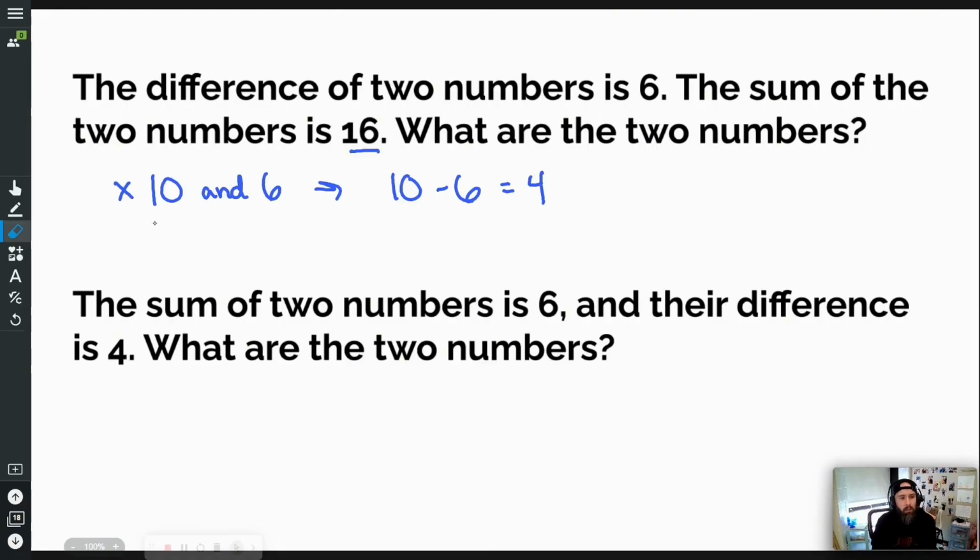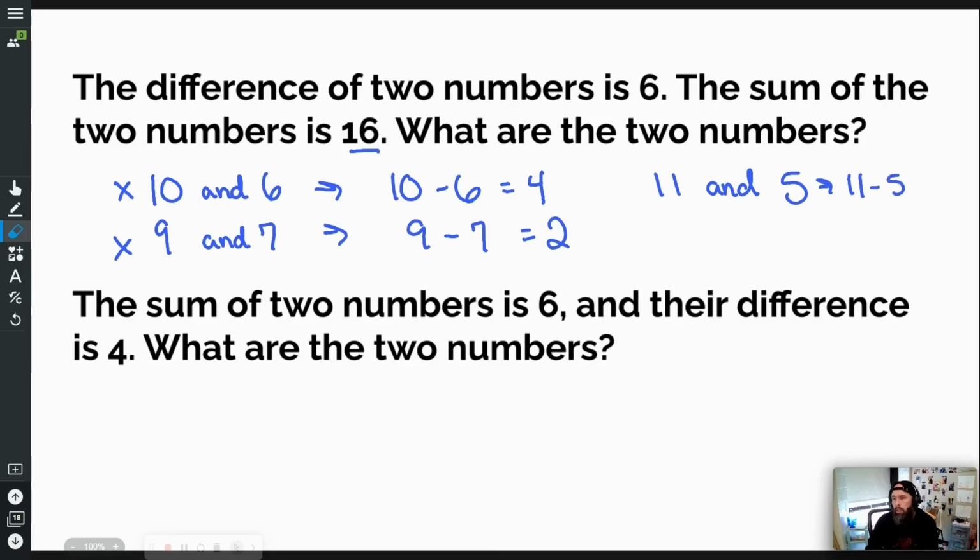So let's spread them out a little bit. How about 9 and 7? 9 minus 7 is 2. So I was way off. All right. So let's do 11 and 5. We went in the wrong direction, so 11 and 5 is going in the right direction. 11 minus 5 is 6, which is what we want. So 11 and 5 are my two numbers.